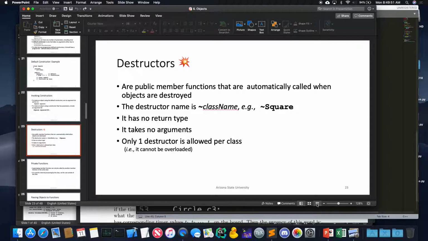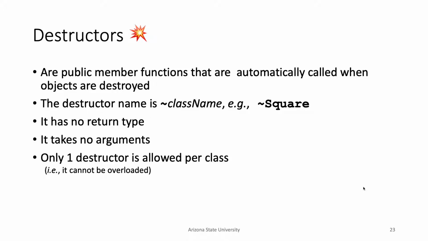Okay, so I think we ended here. So let's continue from here. So a destructor is basically the opposite of a constructor. A constructor sets up the object, a destructor destroys the object, right?